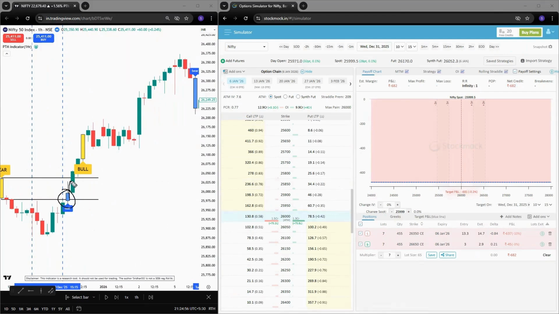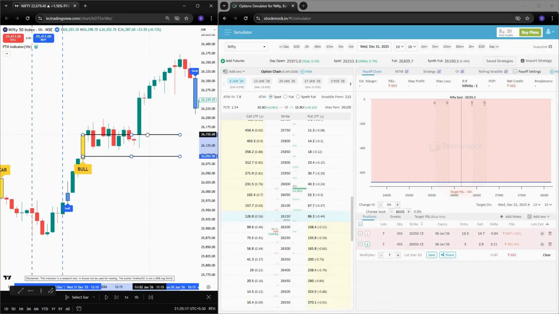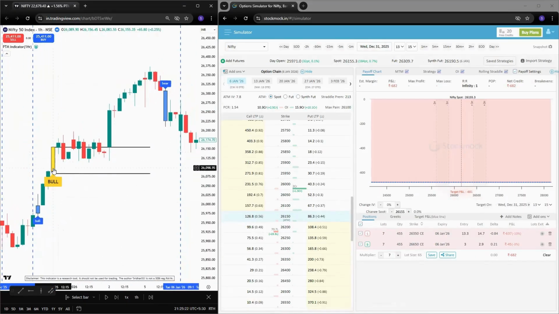Market gapped up, it rallied till 12:15 1 hour candle. So 12:15 is the start time. It will close at 1:15. Correct? So in my simulator, I have to select the time 1:15. Okay. Now I have a new pivot zone. I have a bullish signal. Simple. New pivot zone, bullish signal.